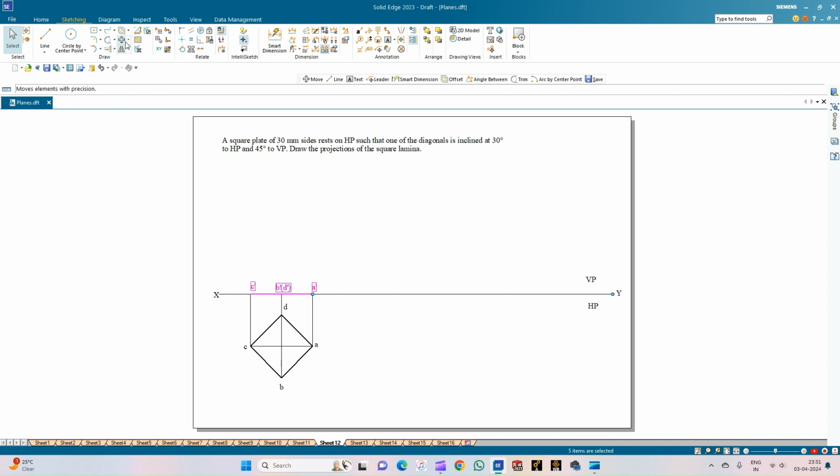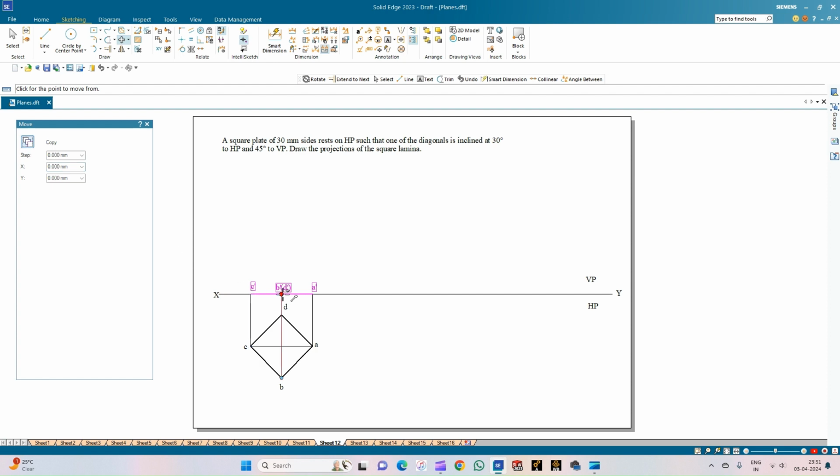and rotate it at an angle of 30 degrees to the HP. So before we rotate, let us move this, ensure the copy is on. So keeping this B dash D dash as the point, I'll just move it to the right hand side of the XY line. And now let me select the rotate option.